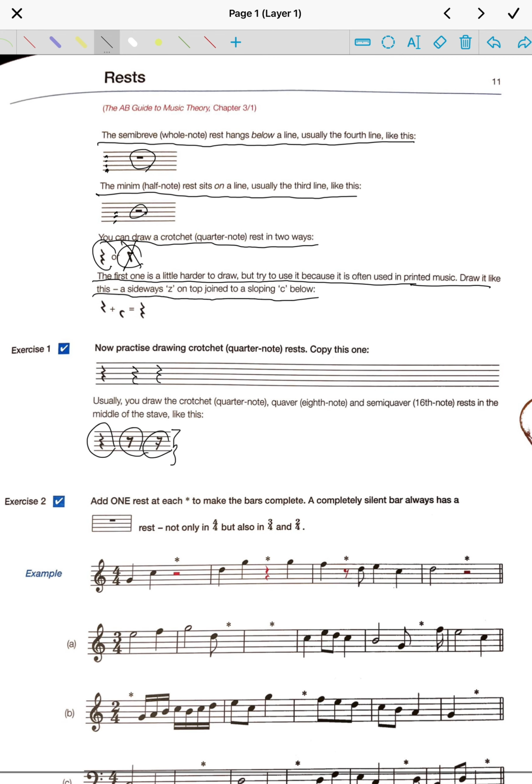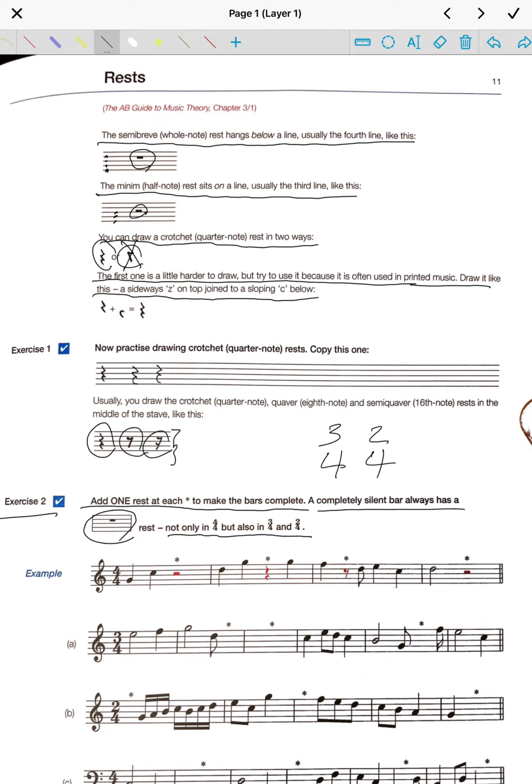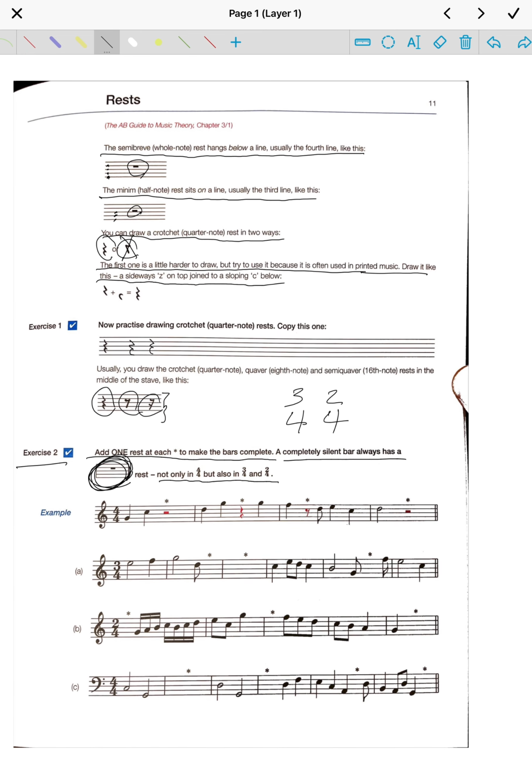So here we've got exercise number 2. It says add 1 rest at each asterisk to make the bars complete. A completely silent bar always has this, a semibreve rest, not only in 4/4 but also 3/4 and 2/4. So if you get 3/4 or 4/4 time signatures and you have this rest, that covers the entire bar, even though we say this is a semibreve or a 4-beat rest. So that's a small detail there for you.